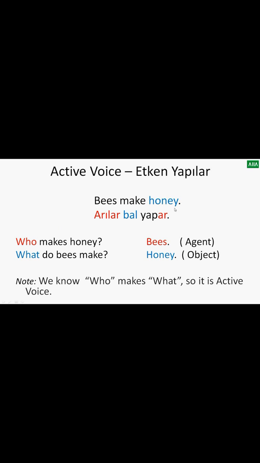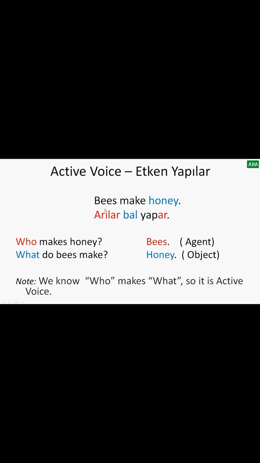Bees make honey. Actually, it has the same function in Turkish as in English. We know who makes what. So if you know who makes what, then you use active voice. This is what's important for us here. One example, you see here, bees make honey. We know who makes what.